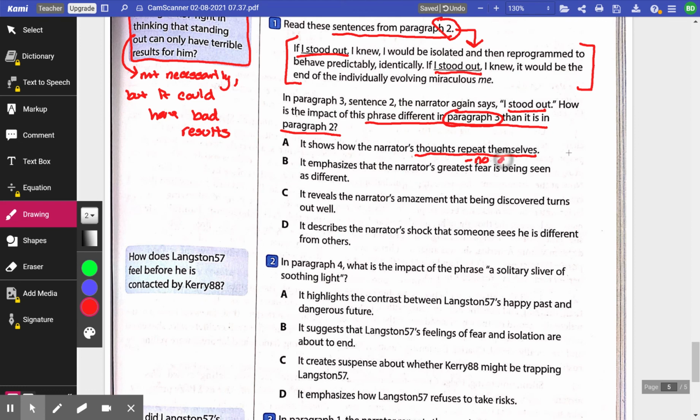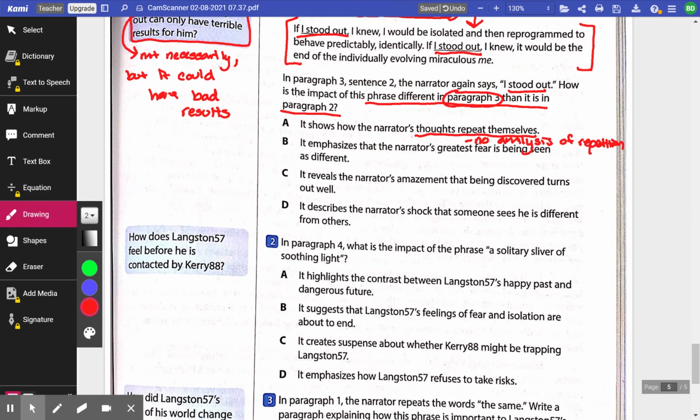So I'm going to say answer choice A, it could be an option for us. We'll keep it in mind just to see if there's a better one. But right now it's a very surface level statement about repetition. So let's go ahead and look at answer choice B.